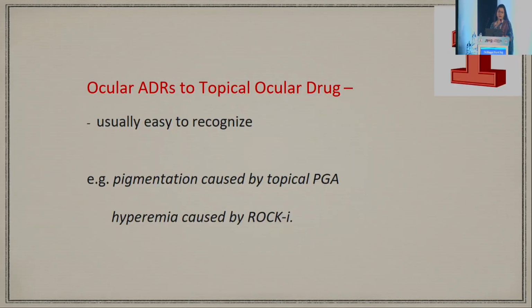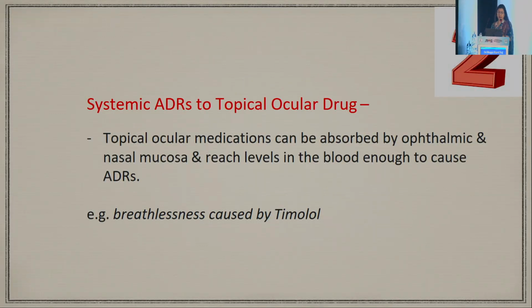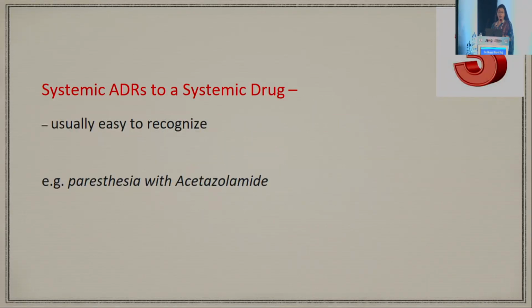There are four types of reactions that can happen. One is the ocular ADRs in response to topical ocular drugs, which are usually very easy to recognize. Or it could be a systemic ADR in response to a topical ocular drug, mainly because of the systemic absorption through the nasal mucosa. Third, it could be a systemic ADR in response to a systemic drug. Again, these are usually easy to recognize.